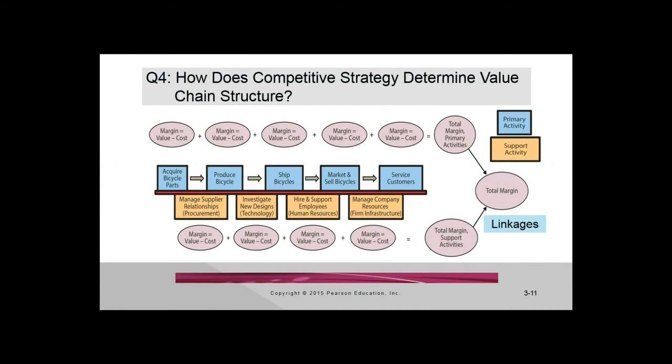The next one, produce bicycle. What do you think that's called? Producing something. We call that operations or manufacturing. So give me examples of how technology is used in operations and manufacturing. How about a cost? How can we drive down costs using information systems in the manufacturing of things?